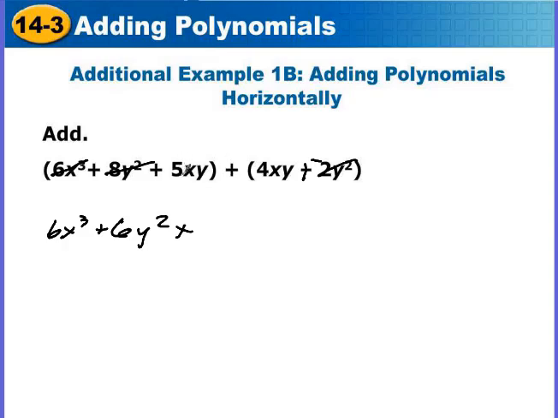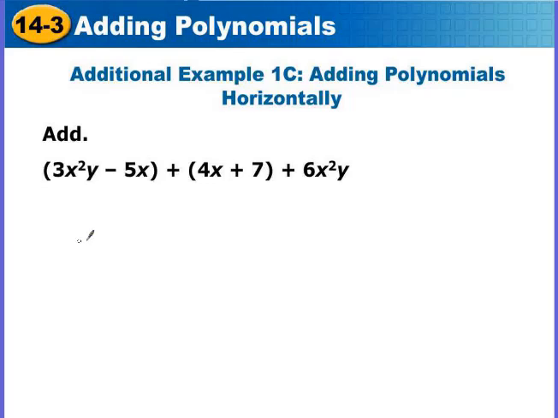Okay, and then I've got a 5xy and a 4xy. Well, this one's got an xy container. This one's an xy container. So those are alike. Just because this one's got an x, it doesn't go with the xy. Just because this one's got a y, it doesn't go with the xy. xy's go with xy's. So 5xy plus 4xy gives me 9xy. So I've got x cubed plus 6y squared plus 9xy would be the sum of this polynomial. Now let's do one more, and then we'll have you do some on your own.